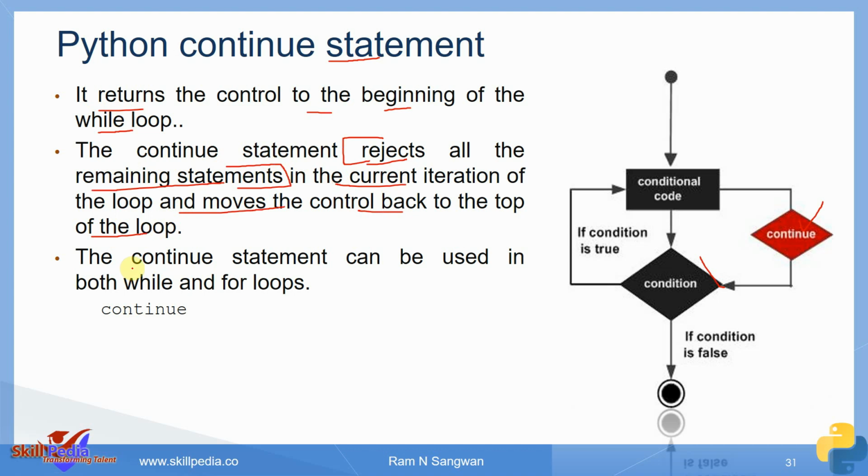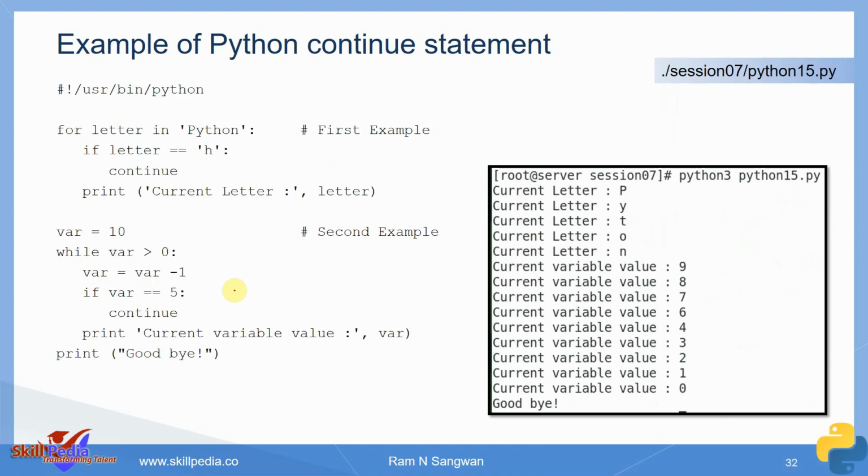This is used while skipping some values, skipping some numbers. We use this, continue. Examples of Python continue statement. This is a good example of the continue statement in Python.